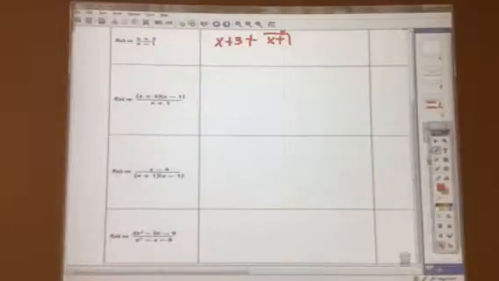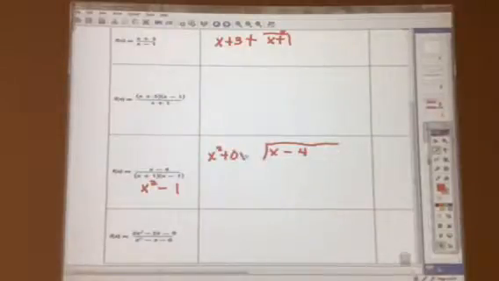What do I need to do to my denominator? FOIL it. So I have x minus 4 divided by, when I FOIL that, x squared minus 1. I put it in a box. You get x squared minus 1. So that really is x squared plus 0x minus 1.